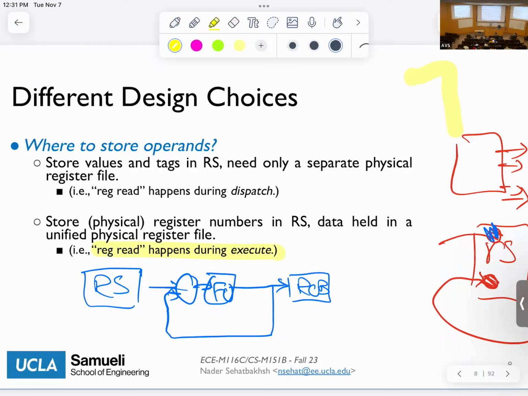So that's an alternative. But as I said, what we have discussed is that you write it to the reservation station, and then from the reservation station, you pass it to the functional units. This is, again, much more intuitive to understand rather than just passing the names and then reading them from the register file. Yeah.